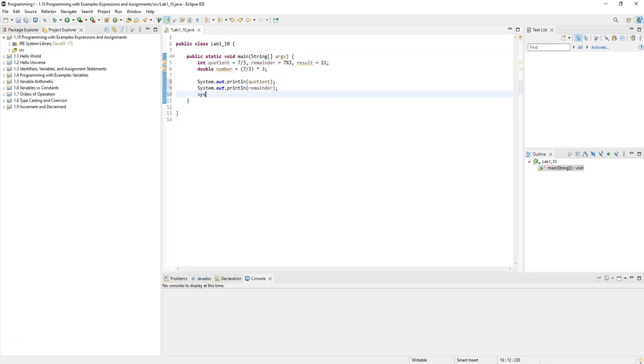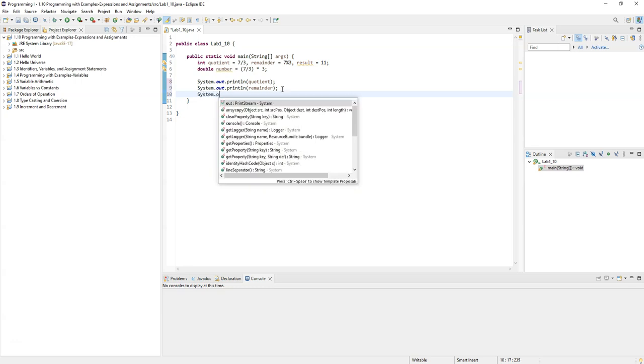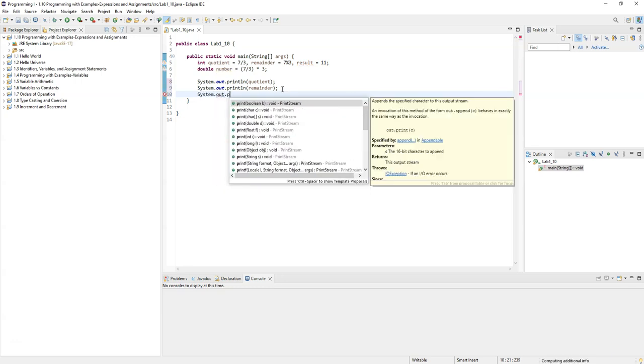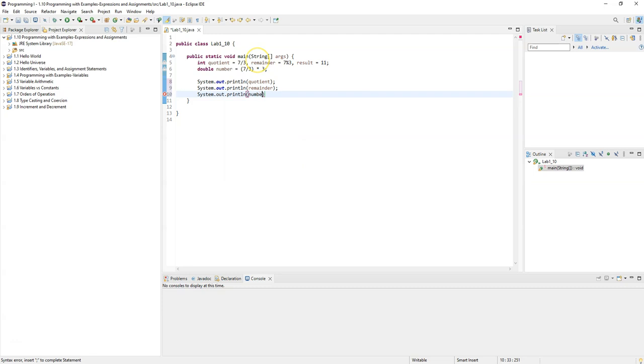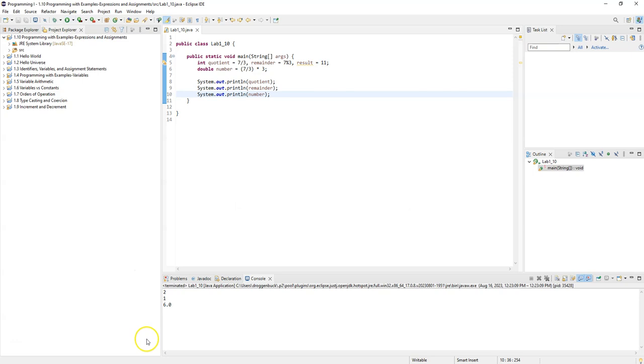And of course, let's add one in for our double down here, simply because we do have a double operator going. Notice that we'd have not just division here, but also multiplication. So I'm going to have an output number. Then let's save that and run our program to see what we would get. All right, so we got 2, we got 1, and 6.0.